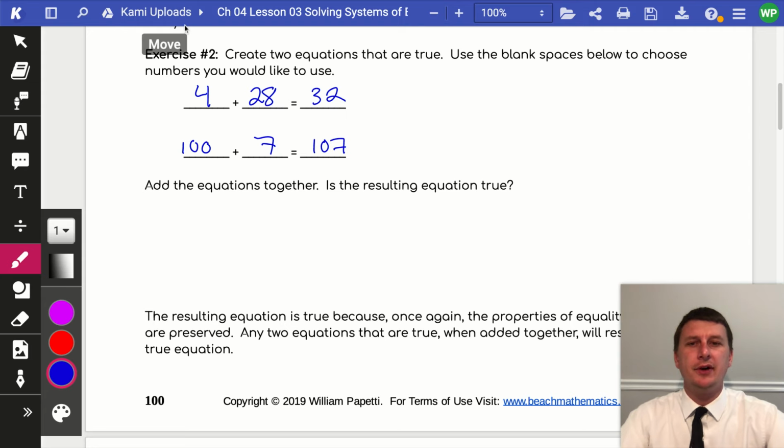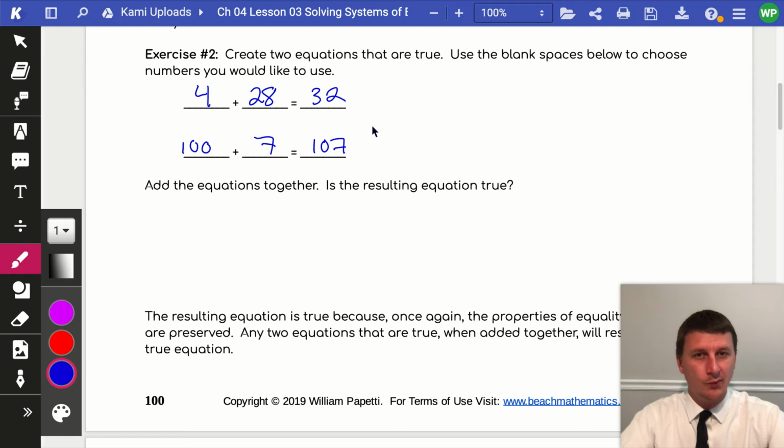Again, you could have thought of any two equations to fill in these blanks. You could even choose decimals, negative numbers, or fractions, whichever you prefer, and we'll get the same idea of an answer, okay? So now it wants you to add these two equations together.